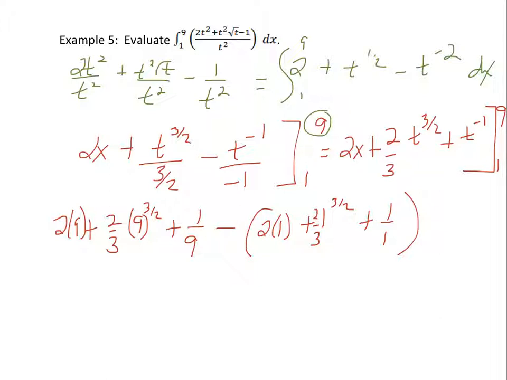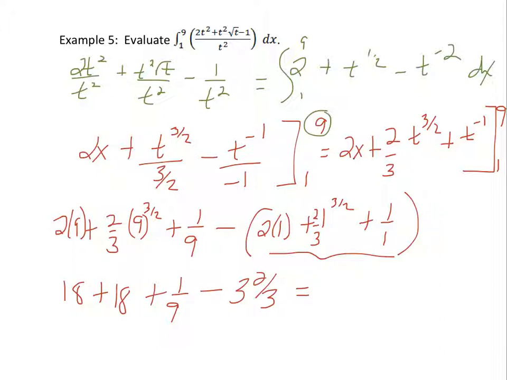All right, so it looks like we end up with, if I go ahead and do this, I get 18 plus 18, because 3/2 of 9 is going to be, square root is 3, take that to the 3rd power, you get 27, and then that's reduced with the other 3 on the outside, so we end up with 18, and then plus 1 over 9, minus, let's see, this in here goes to 3 2/3. All right, and so it looks like when I'm done, I get 32 4/9. So that would be the exact area under the curve.